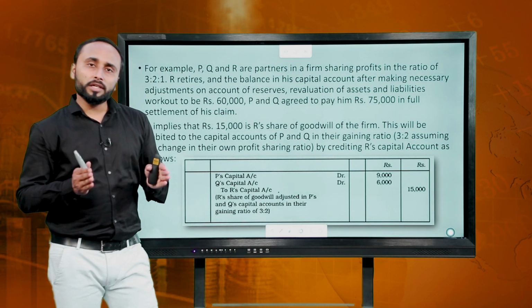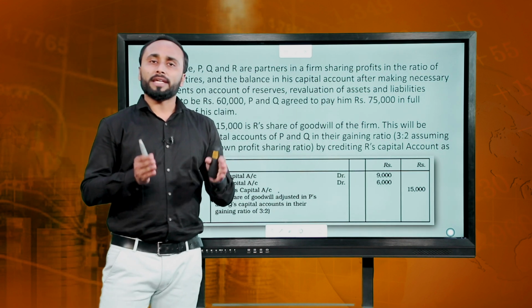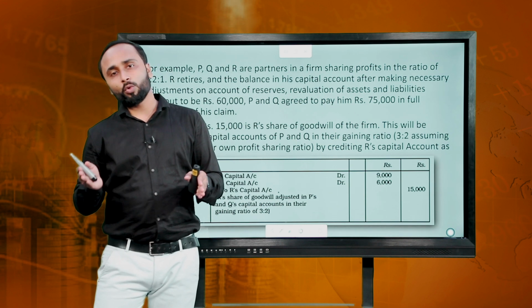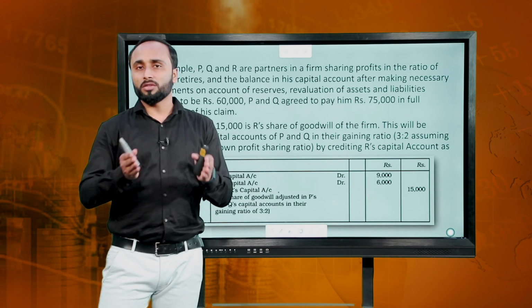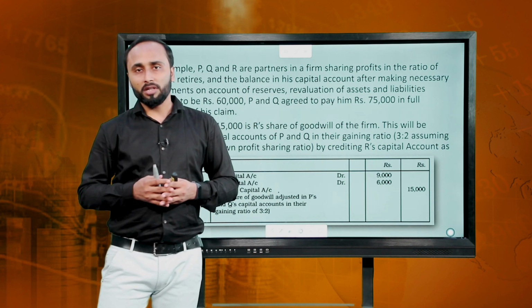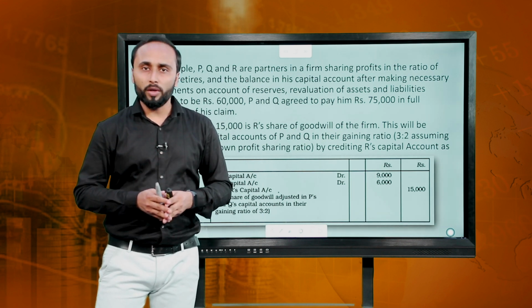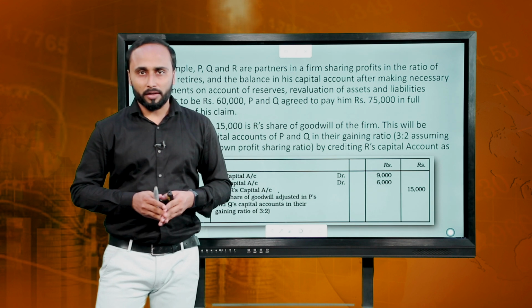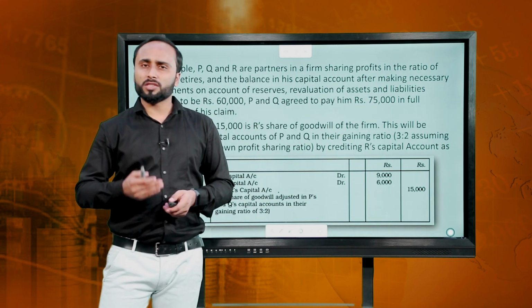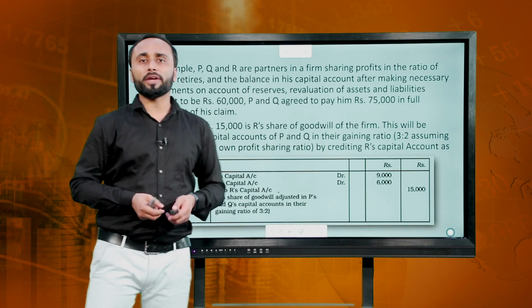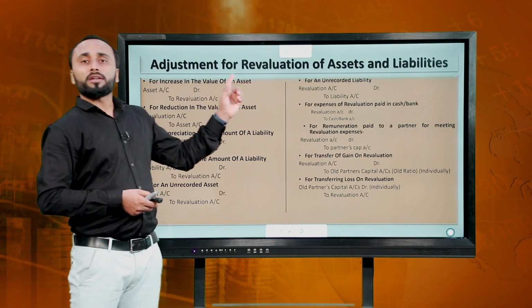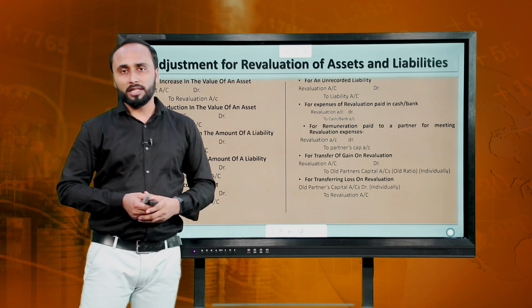We have done all the cases related to goodwill, be it existing goodwill or without the existing goodwill, or be it the case when there is no clear information about the goodwill. I hope you were able to understand how we treat goodwill on retirement of a partner. Now let us move on to the next very important topic. The next topic is adjustment for revaluation of assets and liabilities.